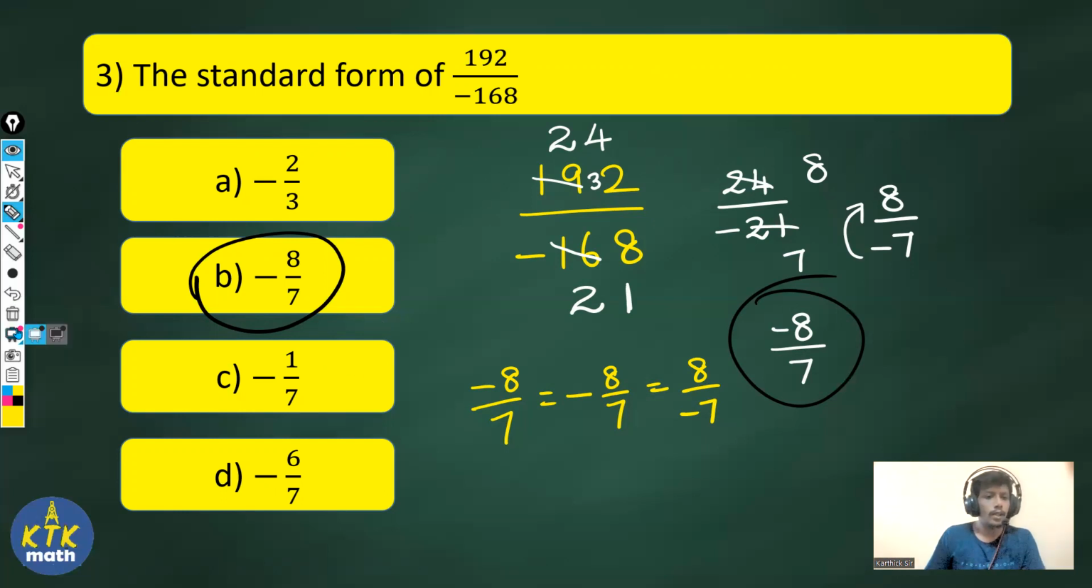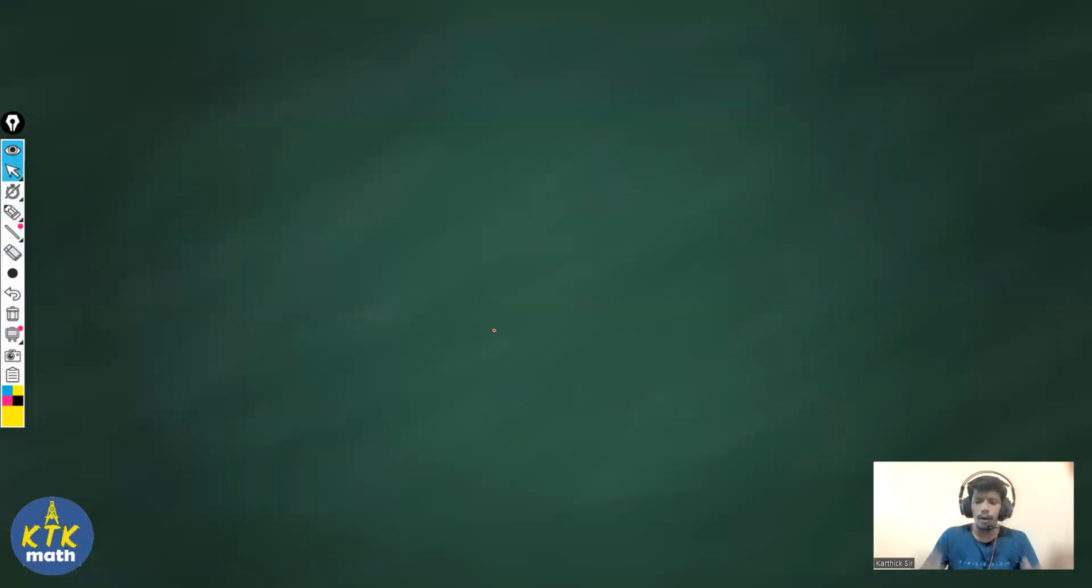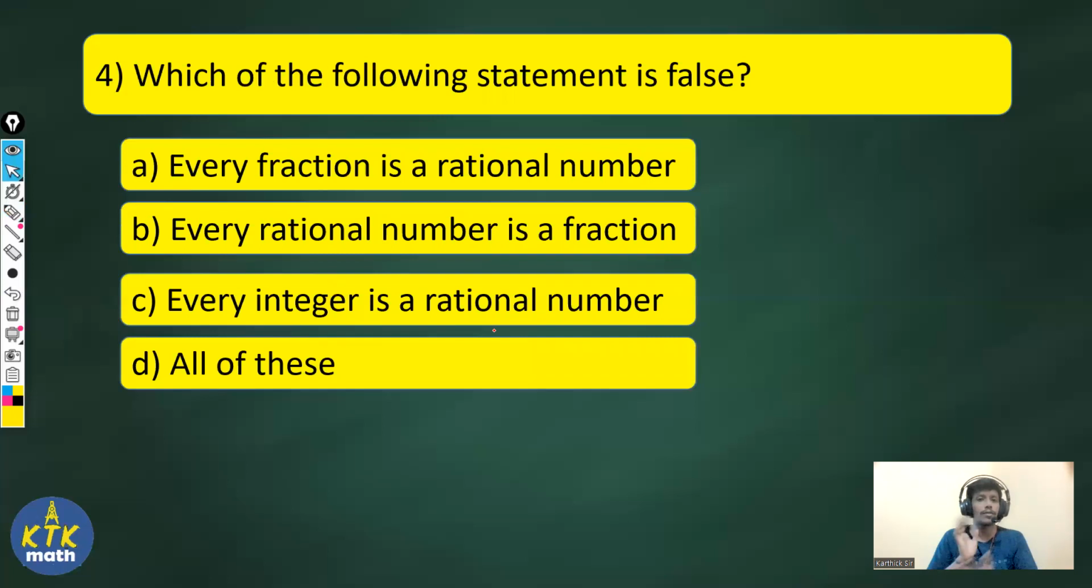Yes. Now let us move to the 4th question. Whenever questions appear on the screen, if you have the confidence that you are able to solve the question, kindly pause the video and try it by yourself, and then play the video and check your answer. Yeah, that would be fine. Just consider this as a test. Now check out the 4th question. Which of the following statements is false? They are not asking true, they are asking false. So just write true or false for each and every sentence they are giving.